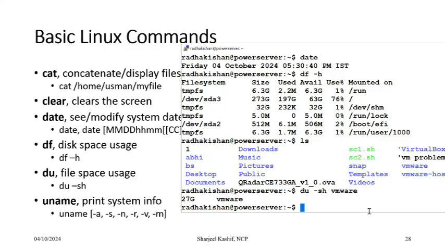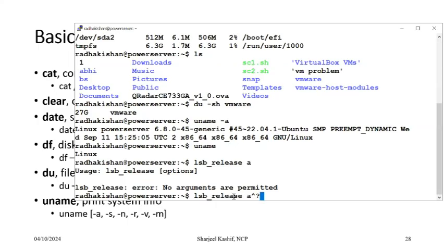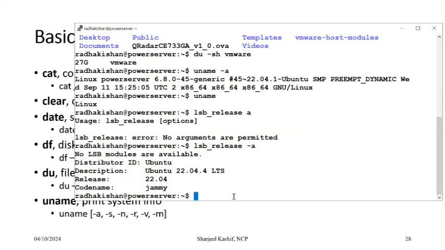Another command is uname. Uname shows the system information. Uname -a. Uname has many options, you see, -a, -s, -m. When you work and try all the commands, you will see what information they show. Another useful command is lsb_release -a. It will show you which version of the operating system is installed, and its release number and code name. It clearly shows the operating system information.